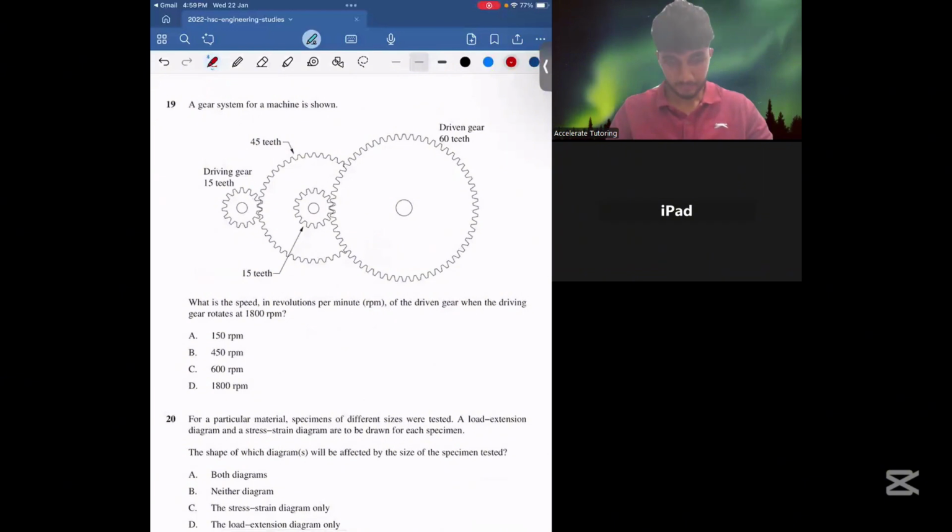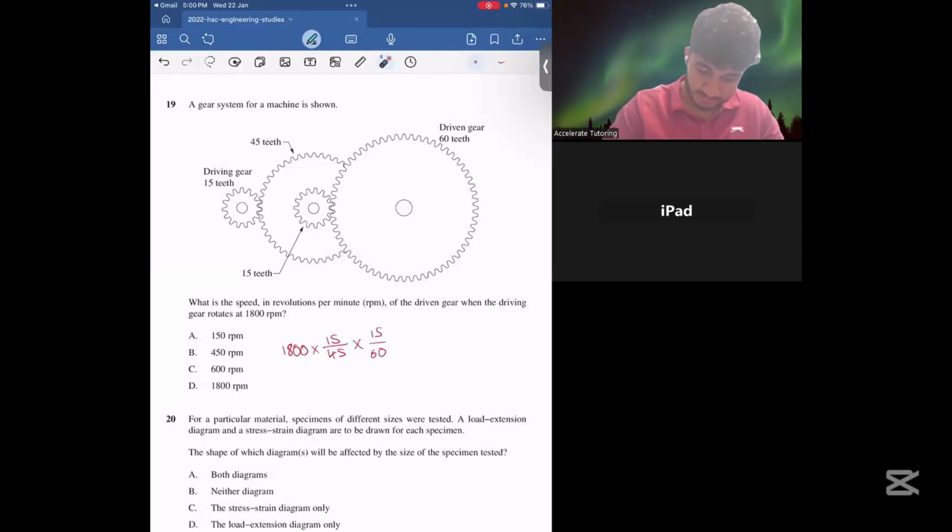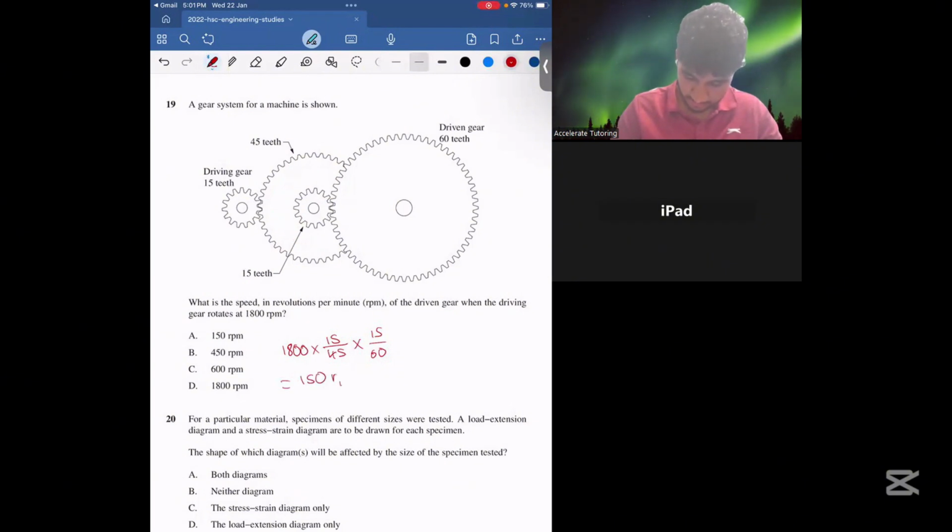Now, question 19 says, a gear system for a machine is shown. What is the speed in revolutions per minute of the driven gear when the driving gear rotates at 1800 RPM? What we have to do is determine the velocity ratio and then multiply it by 1800 RPM to get our answer. So we would do 1800 times 15, which is the teeth of the driving gear, over 45, and then multiply it by 15 over 60. The reason we multiply it is because this other smaller gear of 15 is attached to the larger gear of 45 teeth. Solving this should give us 150 RPM.